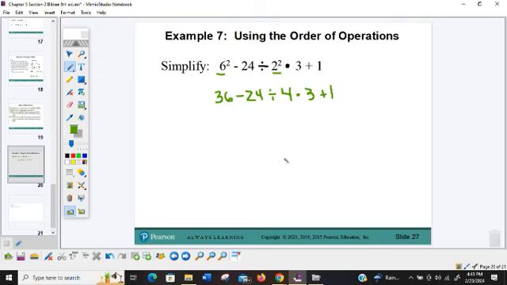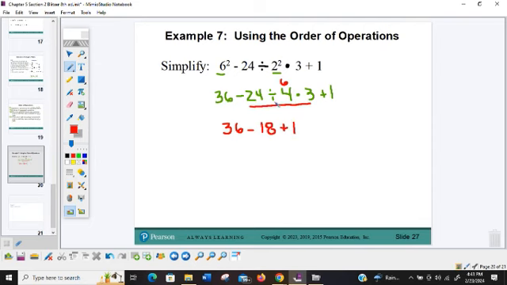So I've done step 2. Now step 3 says do multiplication and division from left to right. So here's some division and there's multiplication. So I'm going to bring down the 36, and minus 24 divided by 4 is 6. And then 6 times 3 gives me 18.